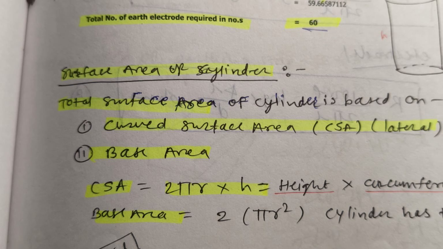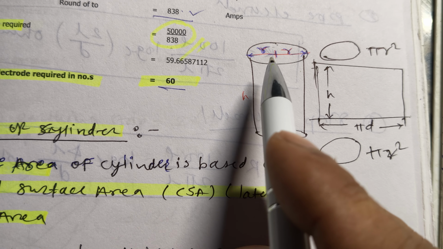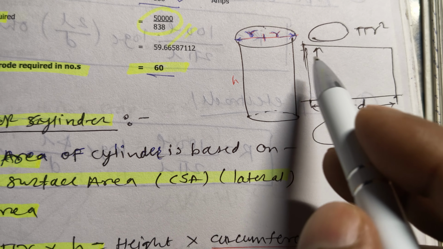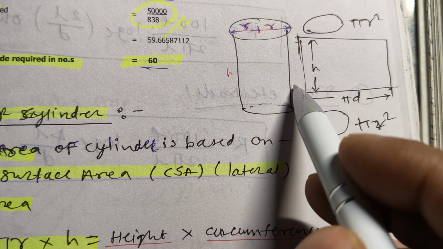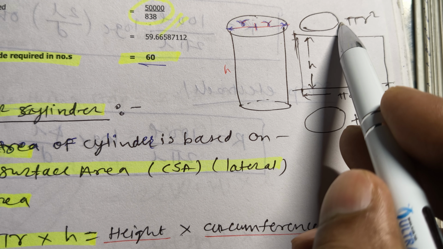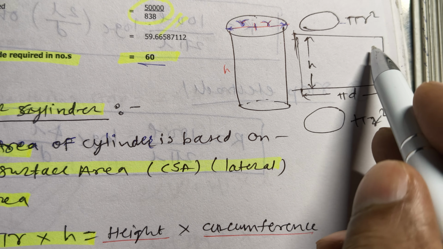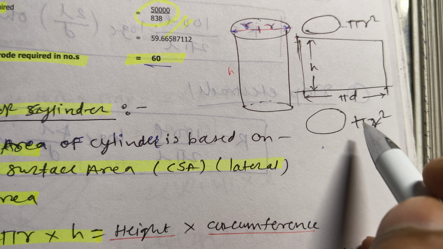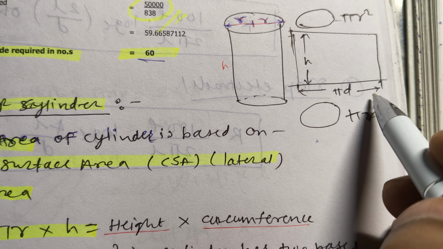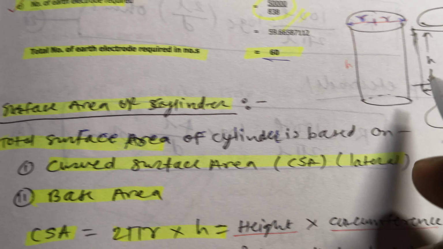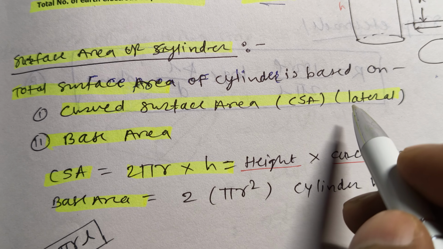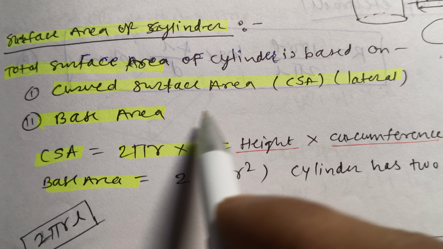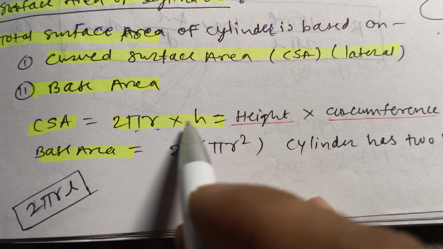So this is the surface area of a cylinder. Suppose this is a cylinder with radius and height. Height means length, we can say. When unfolded, this will become a rectangle. The area of a circle will be pi r square, and the base areas will be twice pi r square, and this length is pi d. The cylinder surface area has a lateral curved surface area. Total surface area will be 2 pi r into h.